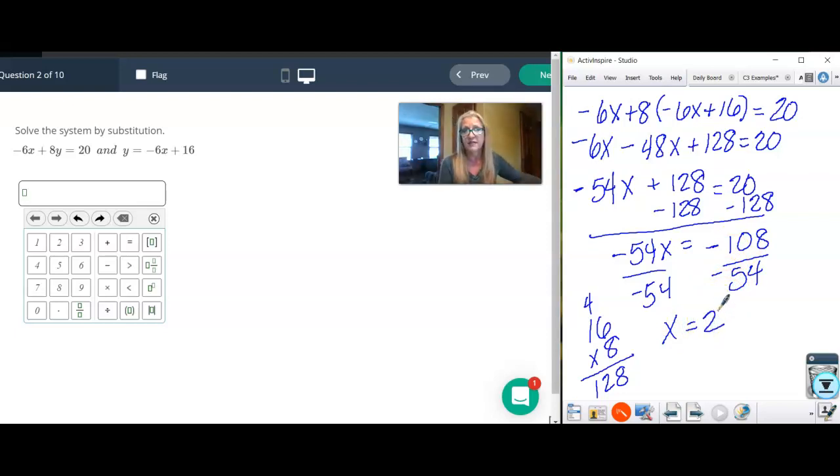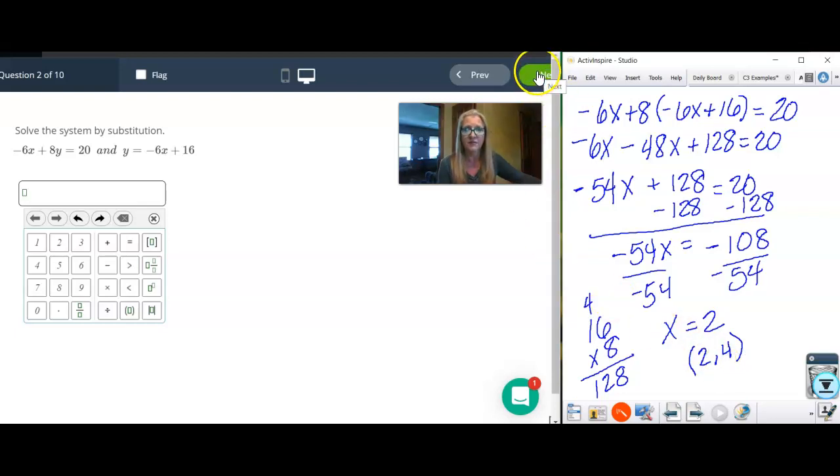Now, if you want me to take you all the way through the rest of this one, you would take this 2 and you would substitute it over here for this x. Then you would have negative 6 times 2 is negative 12, and negative 12 plus 16 is positive 4. So the solution, when you type it in, you're going to do parenthesis, 2, comma, 4, and parenthesis.